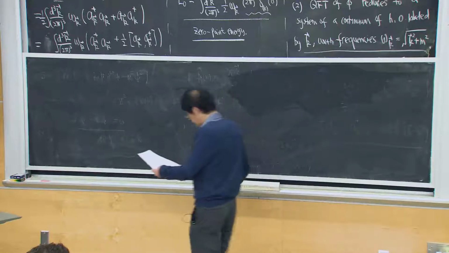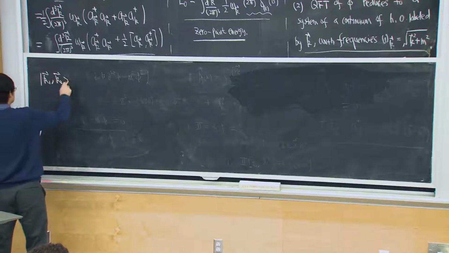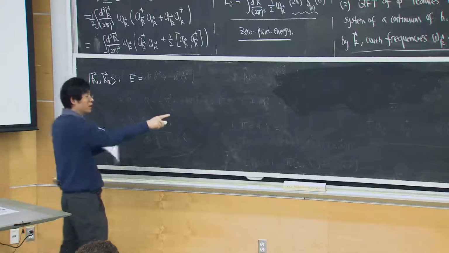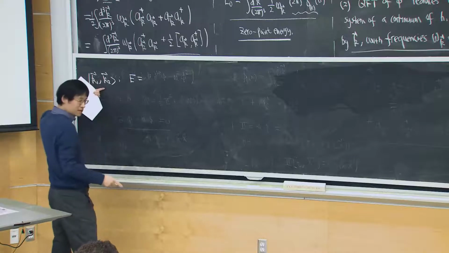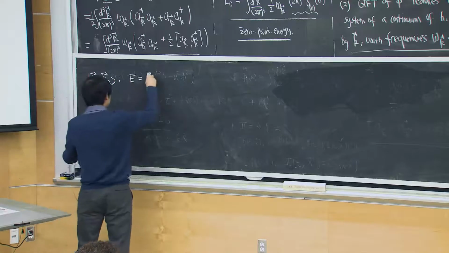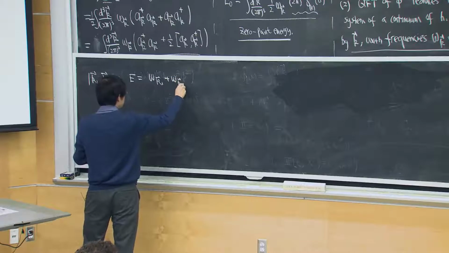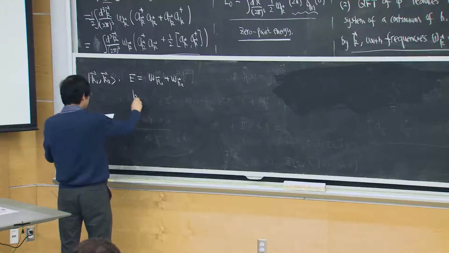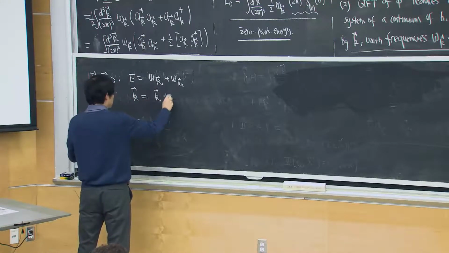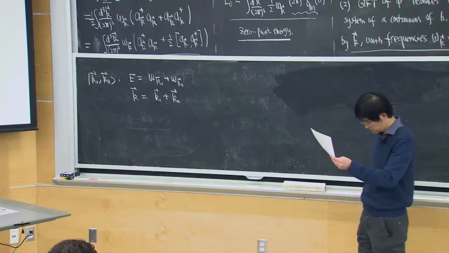So you find for that one, for K1, K2, you find the energy, energy just defined. Again, you find that this is the energy eigenstate of the H. It's the eigenstate of H with energy eigenvalue omega K1 plus omega K2. And it's a momentum eigenstate of P with eigenvalue given by K1 plus K2.